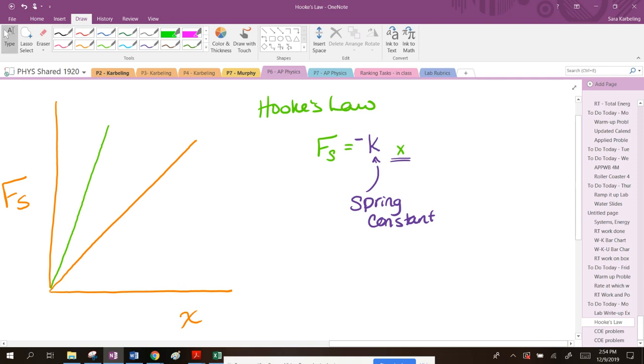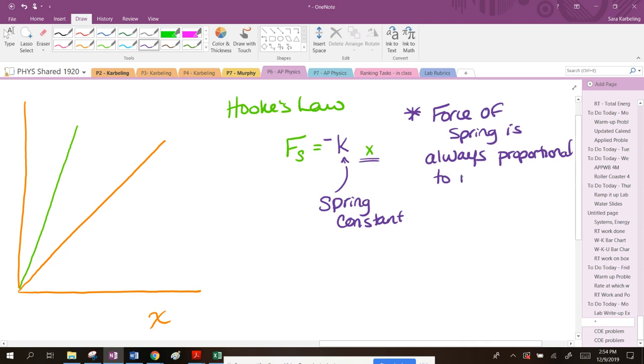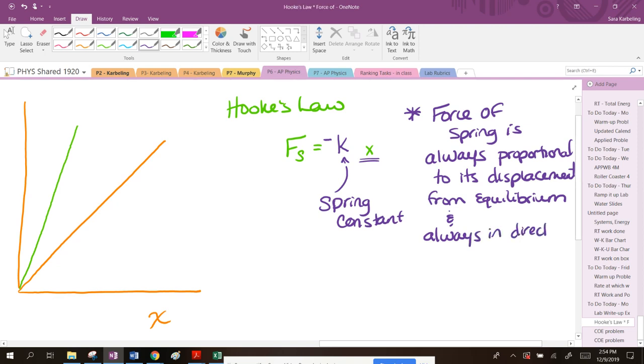The statement of Hooke's law says that the force of a spring is always proportional to its displacement from equilibrium and always in the direction opposite of the displacement.